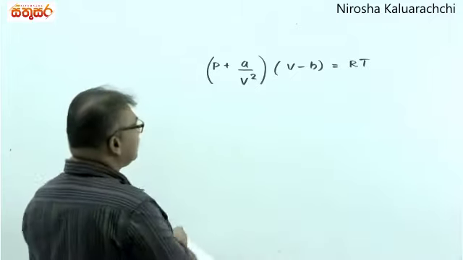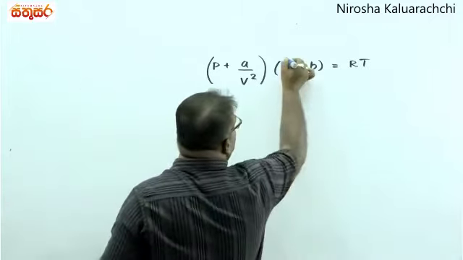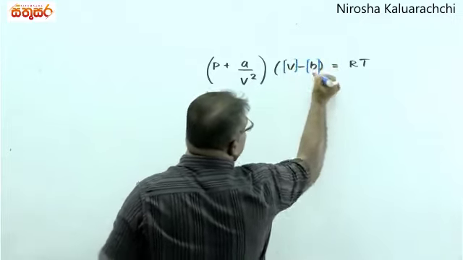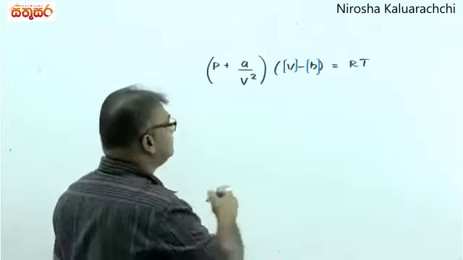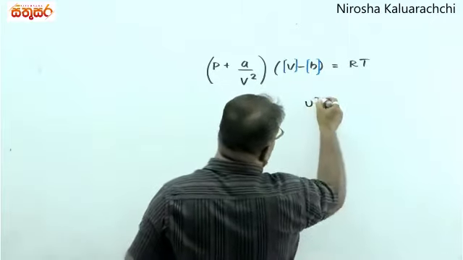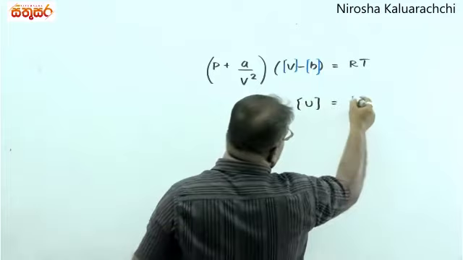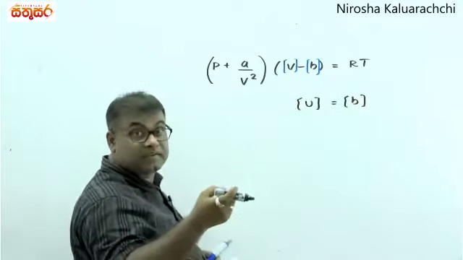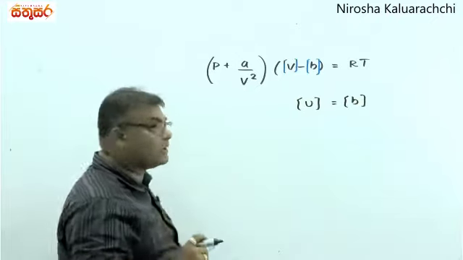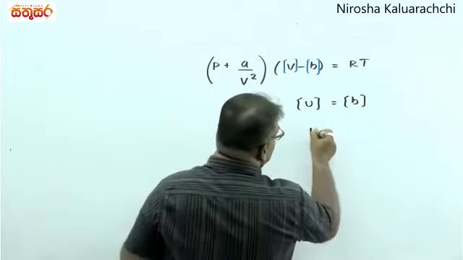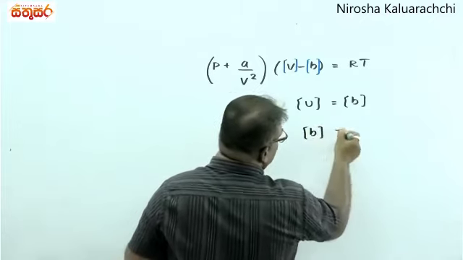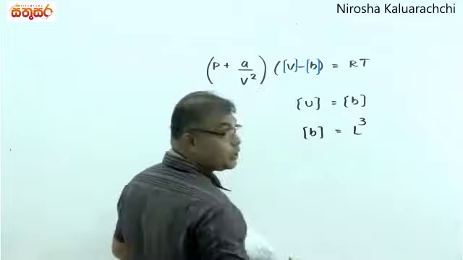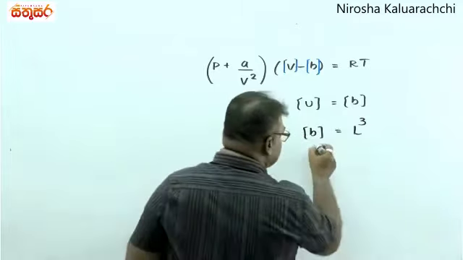How? You can see this one is subtracted with this one, right? Here V is subtracted with B. Then they are definitely similar quantities. Subtraction as well as addition takes place between similar quantities. Then the dimension of B should be L cubed, it's volume, right? This is the dimension of B.